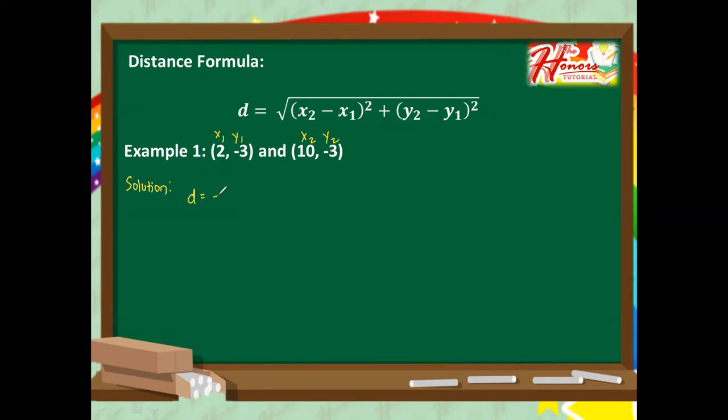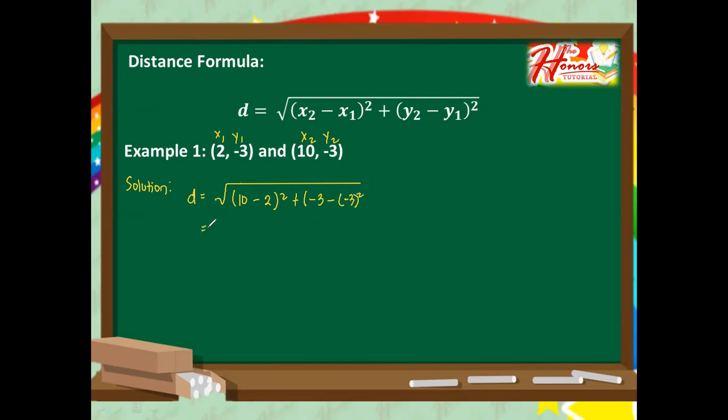Now let us have the formula. D equals the square root of the quantity of x sub 2, that is 10, minus x sub 1. X sub 1 is 2 squared plus the quantity of y sub 2, that's negative 3, minus y sub 1, that's negative 3 squared.